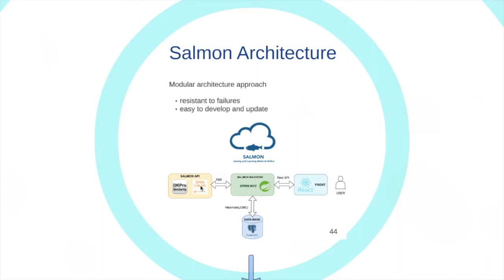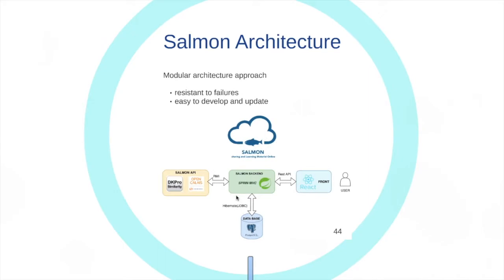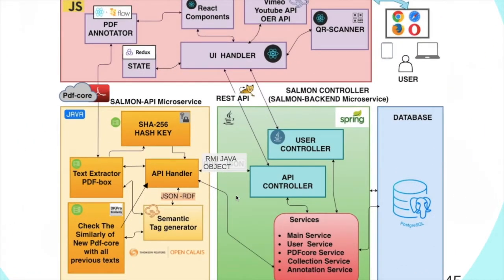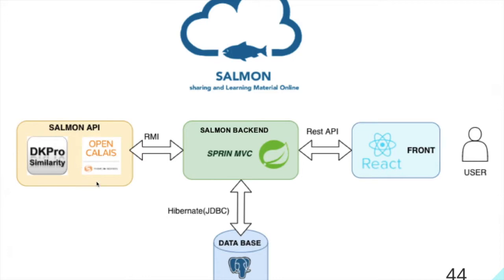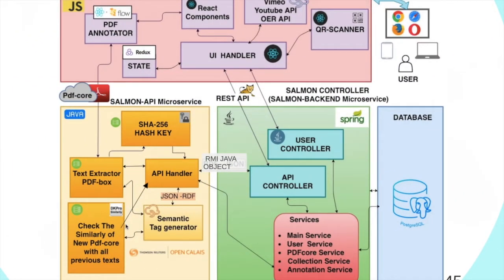If OpenCali doesn't work, or if similarity doesn't work, it doesn't interfere with the frontend and with the authentication part. They are completely separate, and at development time it is also easier for debugging and finding problems. So here we have these two microservices in detail. This part is our frontend. This part is our Salmon API part, which includes OpenCali and DKPro similarity. Here you can see it's DKPro. This is the semantic tag generator or knowledge extractor part. It's the kind of API we connect to with REST API to the remote server.